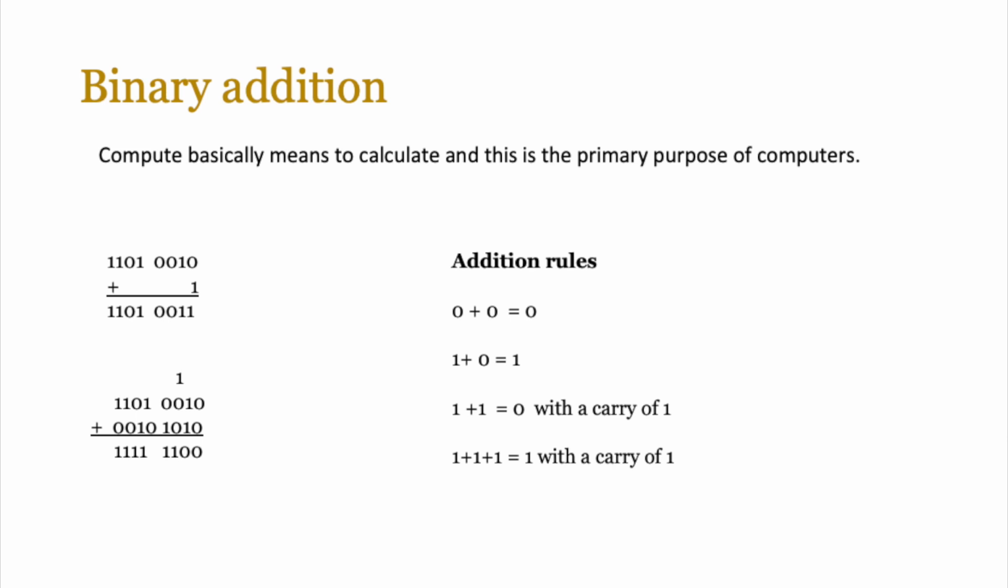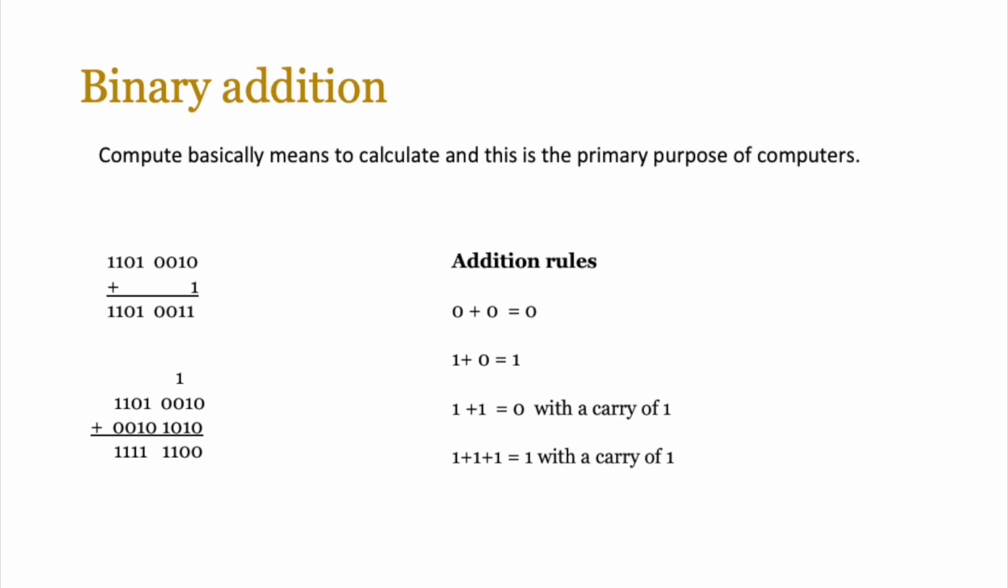And these are just the basic rules. There's nothing else you need to know about binary addition. So as long as you can memorize these rules, the addition works pretty straightforward. Now on screen, there are two examples. In the first one, I'm just adding a single bit to a binary number. So 1101, 0010 at the top, and I'm adding a single bit to it. So what happens is that the last column, the rightmost column, the 0 and 1 changes to a 1. Everything else stays the same. So the answer is 1101, 0011.